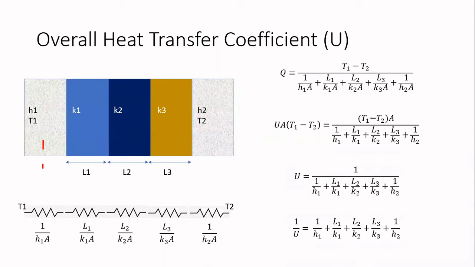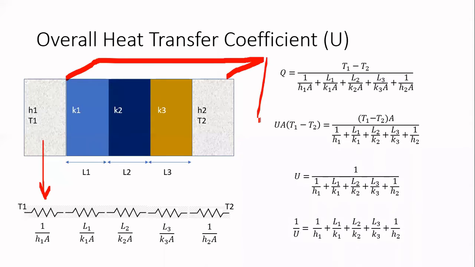First resistance due to convection, which is 1 by H1A. We are assuming that the cross-sectional area for this particular wall is capital A. So for all the surfaces, the area value will be equal to capital A. Even for convective heat transfer, the area value will be equal to capital A. So the first resistance value is 1 by H1A.